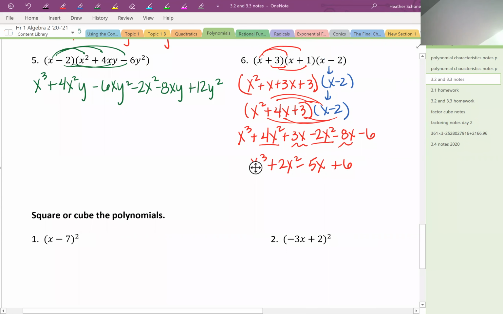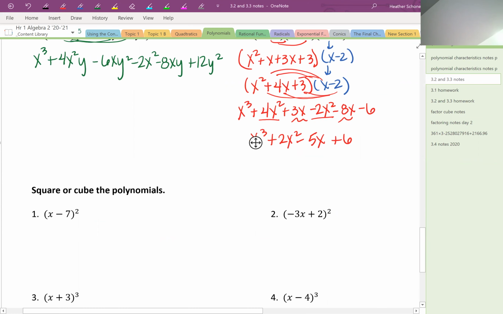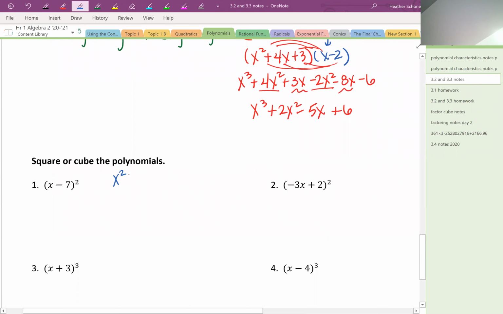All right, on this last section, we need to square and cube. So when you square something, it means to multiply it by itself. If you write x squared plus 49 for your answer, you would be absolutely wrong. And let me show you why. X minus 7 squared is really x minus 7 times x minus 7. When something's squared, it means multiply by itself. So now we need to distribute.